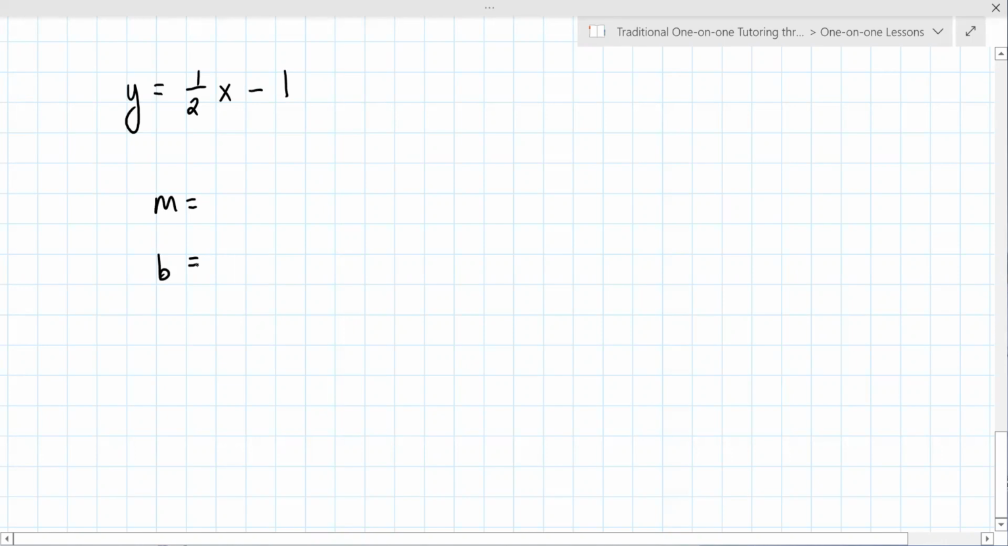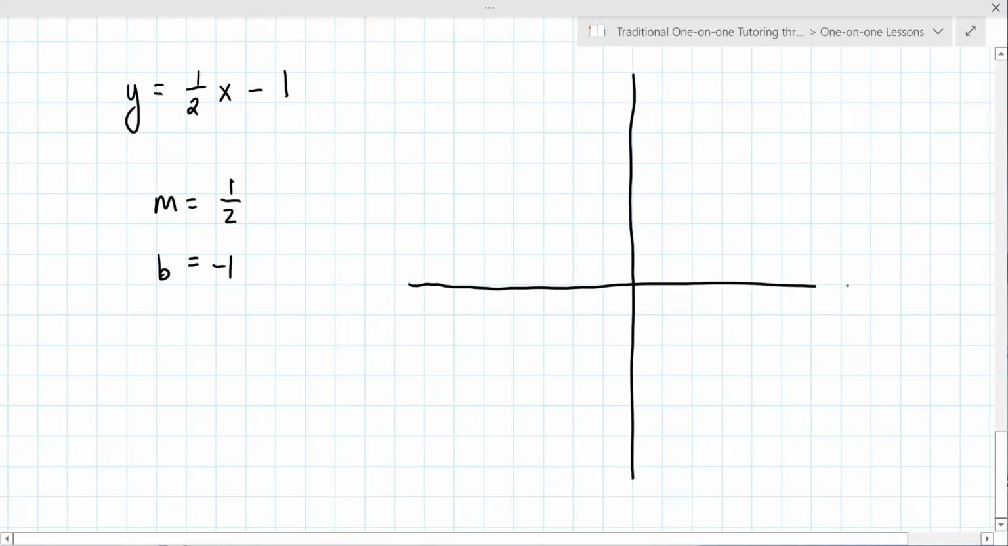What is the slope and what is the b value? The m equals 1/2, and b is -1. So you start with the b value. I'm going to draw a graph on the right here. You go to the origin. The origin is like your home. The b value is -1. Does that mean you're going up or down?